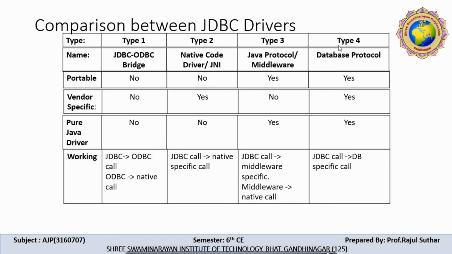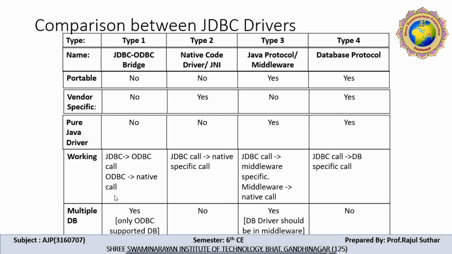And last, type 4 driver, we require JDBC call to directly connect with the database. So this call connects to the DB. DB is nothing but database. DB specific call. Here an intermediate ODBC is required. Here a native specific call is required. Here a middleware server is required, but this one does not require any intermediate server or vendor. So it is directly connected to the database. So it is called pure Java.